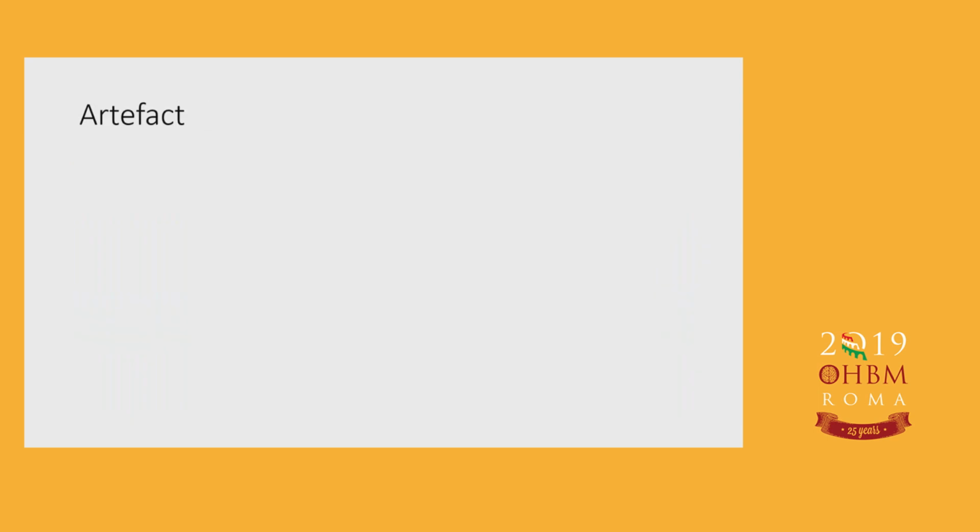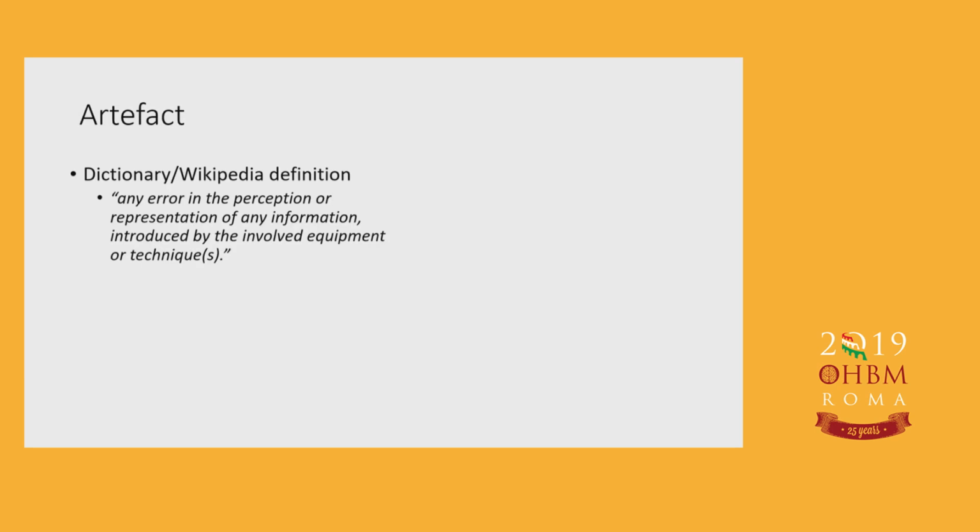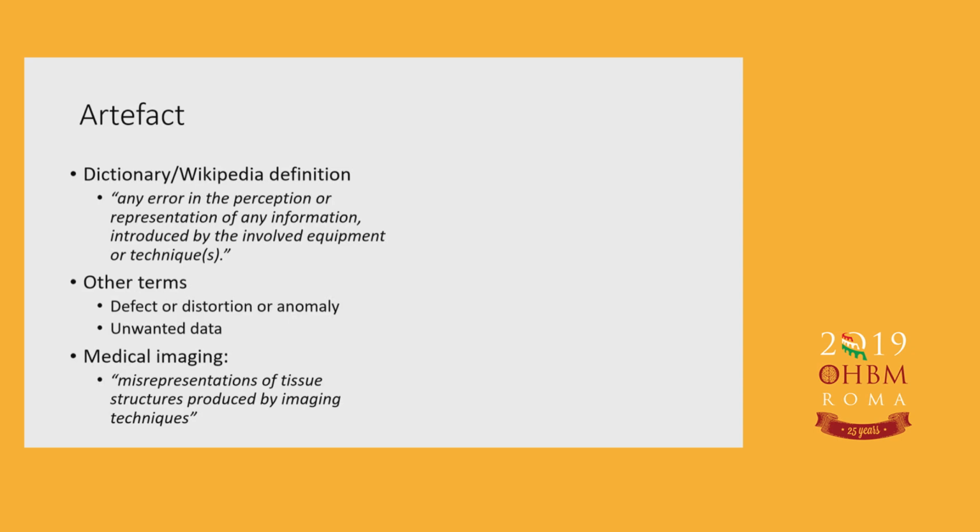Another important term, in my opinion, is artifact. It's used in different ways, mostly any error in the perception or representation of the information. I think that's how I think about it, or simply a defect or distortion in the data or anomaly or even unwanted data, so to say. So in medical imaging, typically we're thinking about misrepresentation of tissue structures.